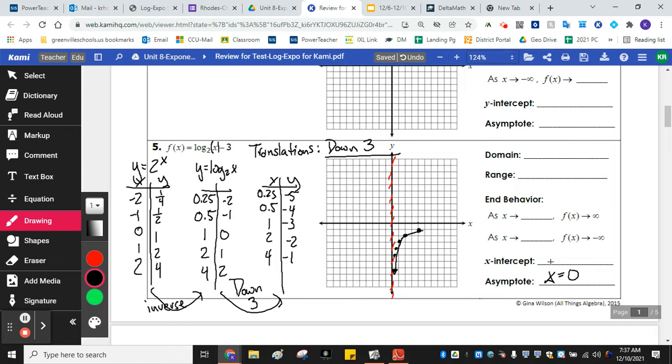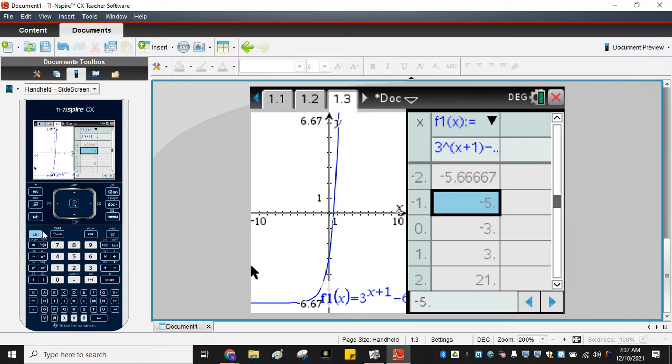It's asked for the x-intercept. X-intercept is when y equals 0. So it's asking when this equation log base 2 of x minus 3 equals 0. So just like solving our other log equations, you have to get log by itself. So I'm going to add over my 3 and then write an exponential. 2 to the third equals x. So x would be 8. Or go to the calculator and graph it.